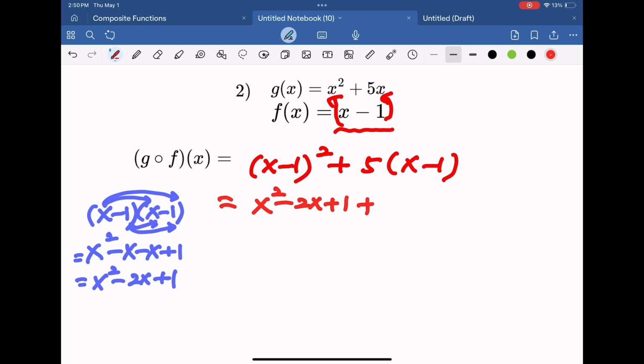And we're going to use the distributive property again: 5x minus 5. Let's combine like terms. x squared, negative 2 plus 5 is 3, so 3x, 1 minus 5 is negative 4.